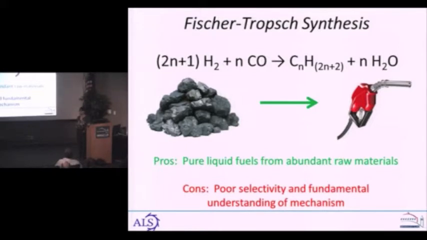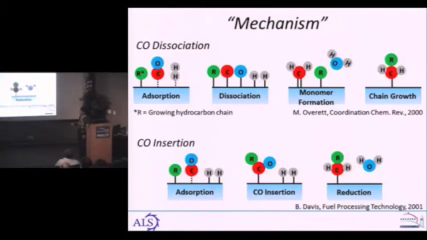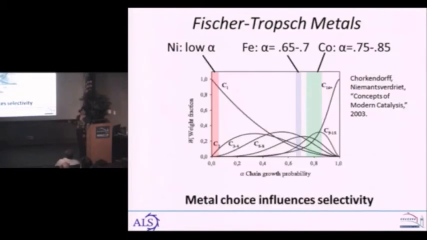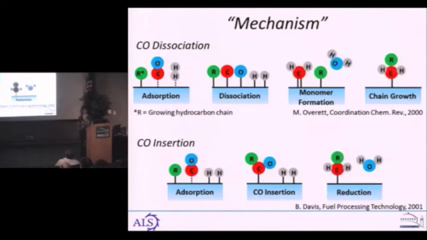So if you can improve the selectivity or understand the fundamental mechanism of the reaction better, then you can make this a more financially viable option compared to traditional fossil fuels. And talking about financially viable options, that's the next slide. But first, talking about the mechanism of the reaction.